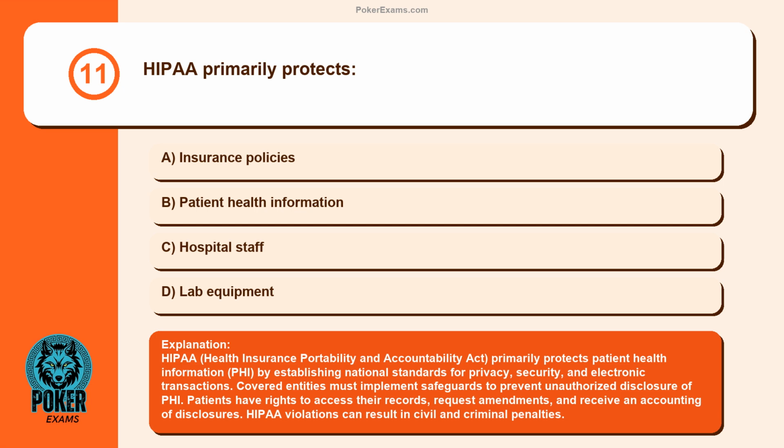HIPAA, Health Insurance Portability and Accountability Act, primarily protects patient health information, PHI, by establishing national standards for privacy, security, and electronic transactions. Covered entities must implement safeguards to prevent unauthorized disclosure of PHI. Patients have rights to access their records, request amendments, and receive an accounting of disclosures. HIPAA violations can result in civil and criminal penalties.